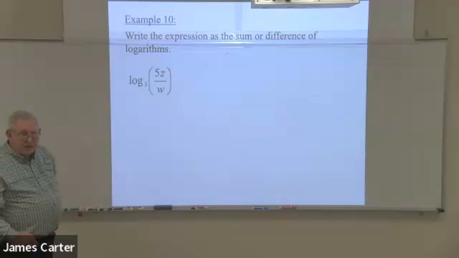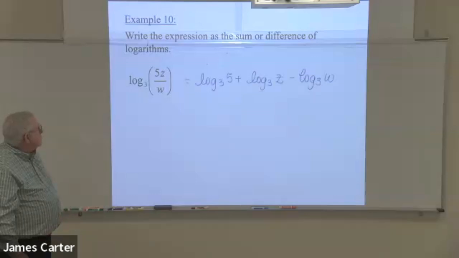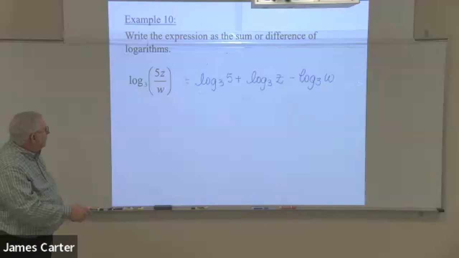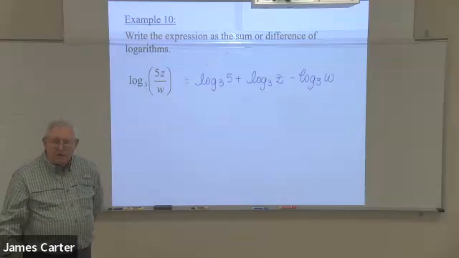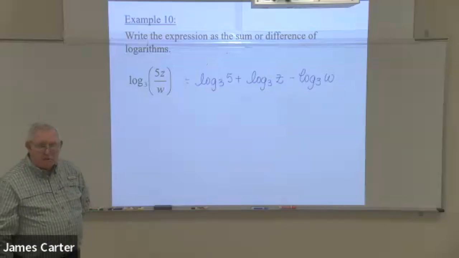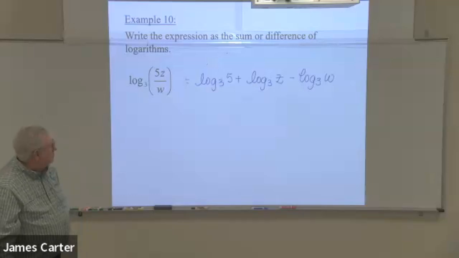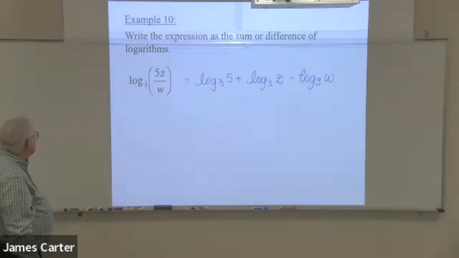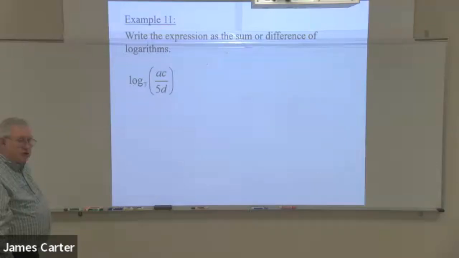Okay, we're going to expand this one. We're going to have 2 timeses, 2 pluses, and 1 minus, which gives us that. Now, after we've got that, we've got to look at each individual one and see if we can simplify it any further. And in this case, we can't. Here's another one.